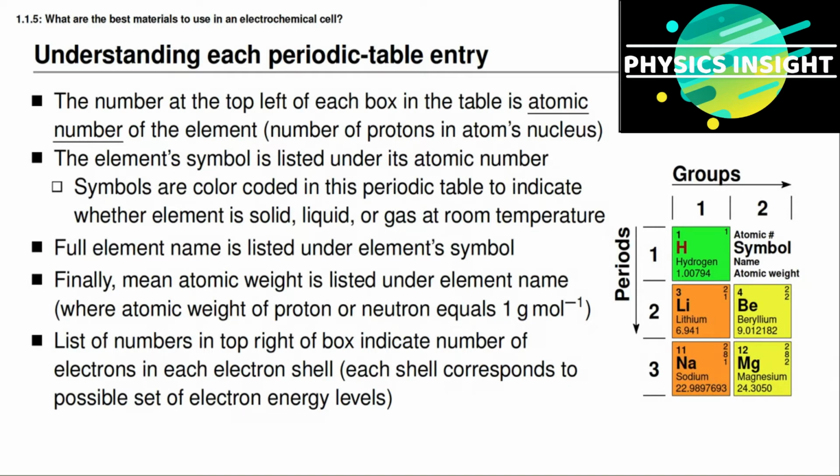So each shell has a maximum number of electrons that it can hold, and this number depends on the distance of this shell away from the center of the atom. If you've studied quantum mechanics, you know that this model isn't quite right, but whether using the quantum model or the classical model, an electron shell corresponds to a possible set of electron energy levels.